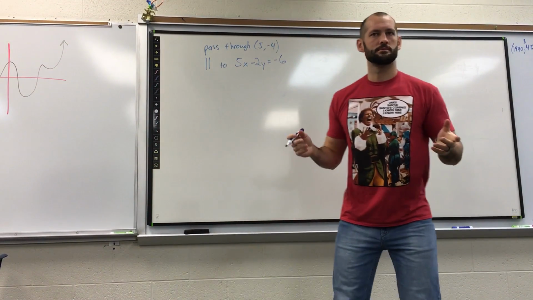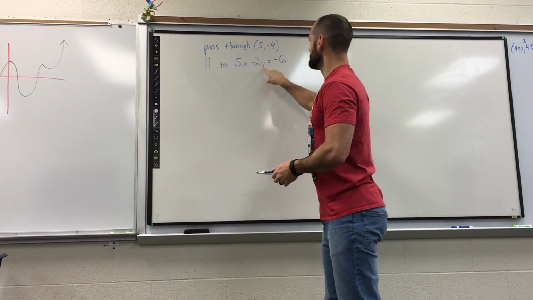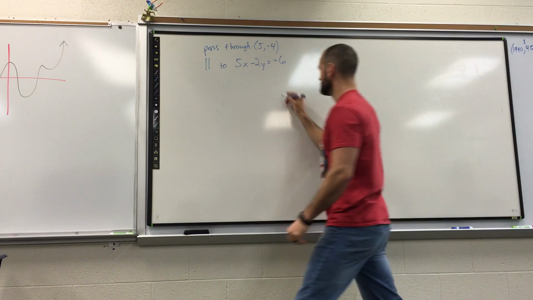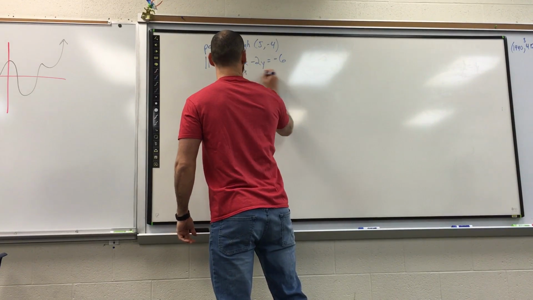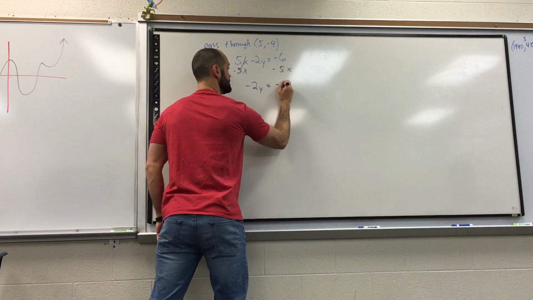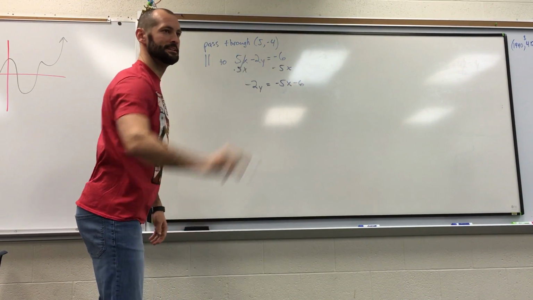How do I get the y alone? Subtract 5x first. I would love to. Giving us negative 2y equals negative 5x minus 6. And continue.